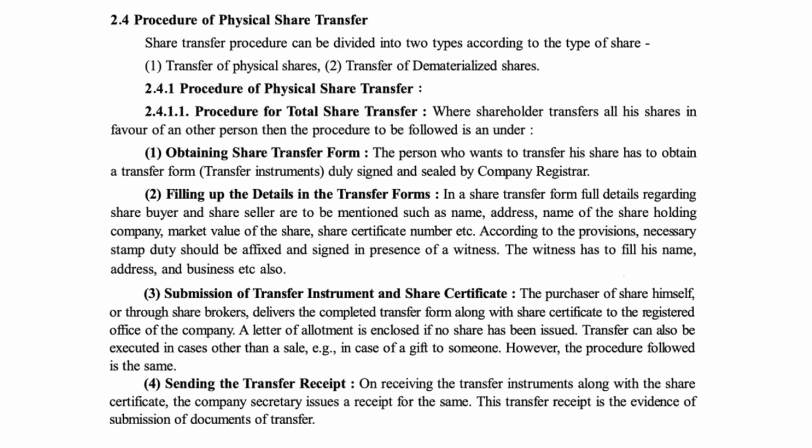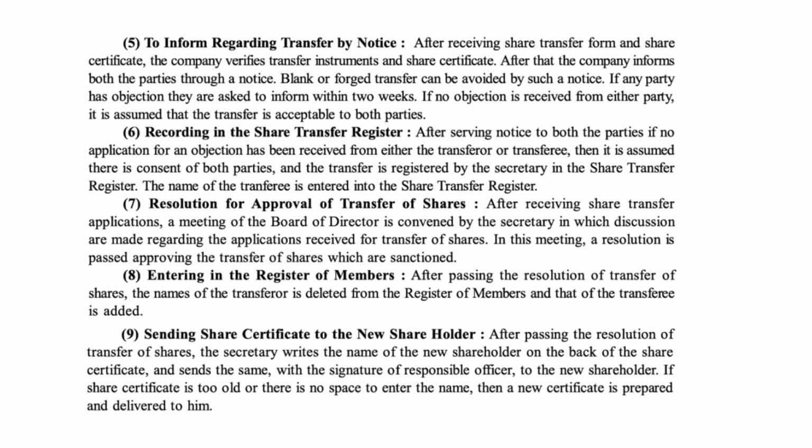Now when the company receives this share transfer form and share certificate, they will give a transfer receipt. The transfer receipt is just an acknowledgement that yes, we have received your form. It is not an approval of transfer, it is just an acknowledgement that it is now under process. After this, the company will send a notice of transfer. This notice will be given to both the seller and the purchaser. This is given to avoid forgery.